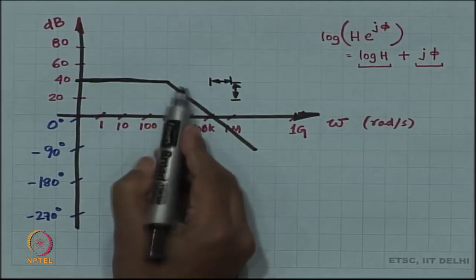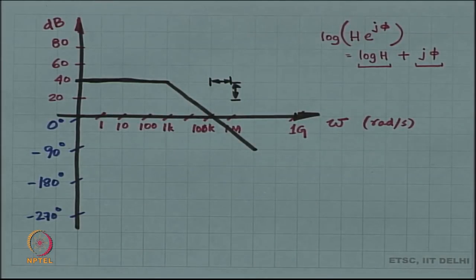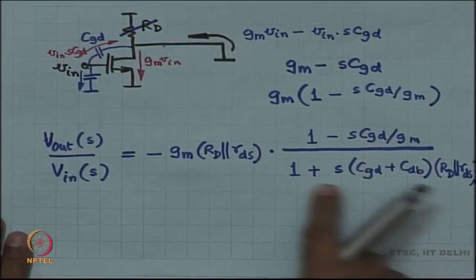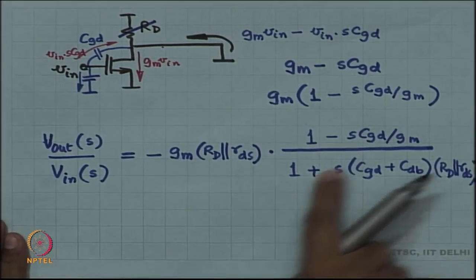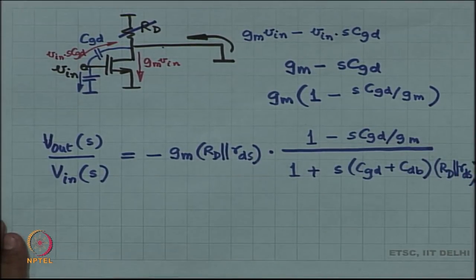So, from a slope of 0 I went to a slope of minus 20 dB per decade. If another pole comes, the slope is going to decrease to minus 40 dB per decade, and so on and so forth. Now, a 0 comes, right. So, our transfer function has a pole and also a 0. Which of these is going to come first?